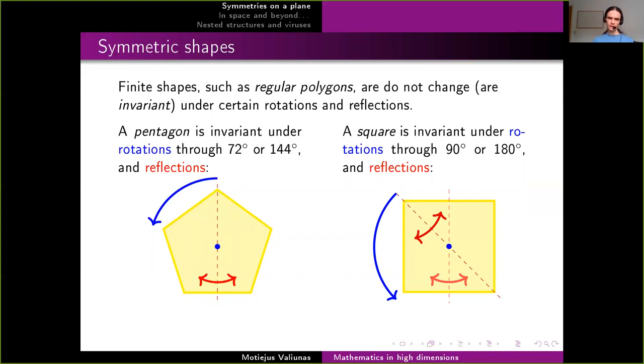A square is also a similar situation. We can rotate it now 1/4 of a turn, so by 90 degrees, or we can flip it over, and either it's a reflection in a diagonal where we just keep the diagonal in place and flip it over like this, or we have the more regular flipping over, just flipping it over in this axis.